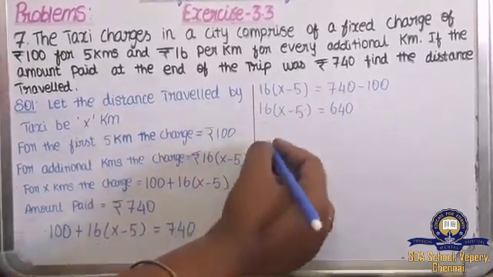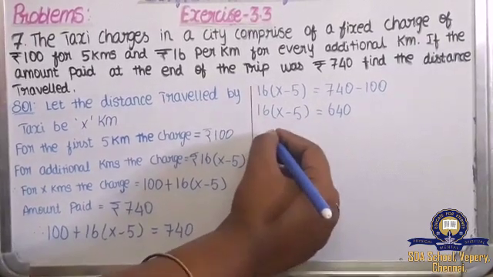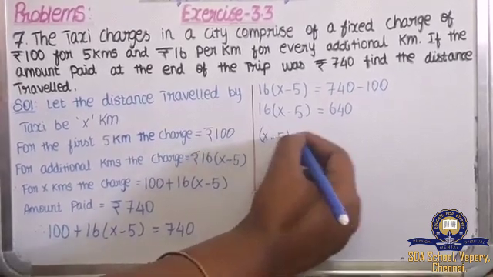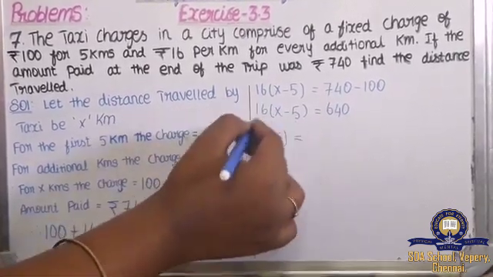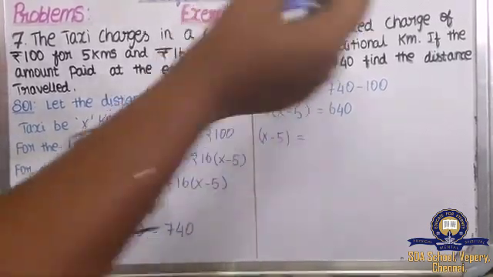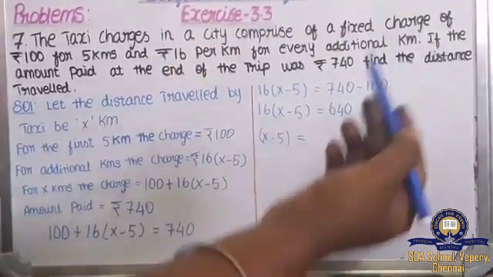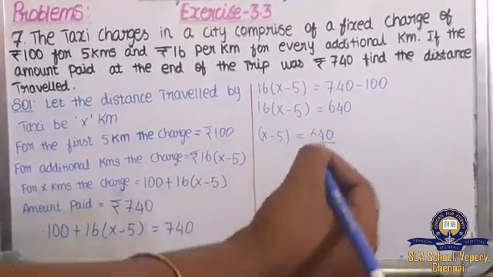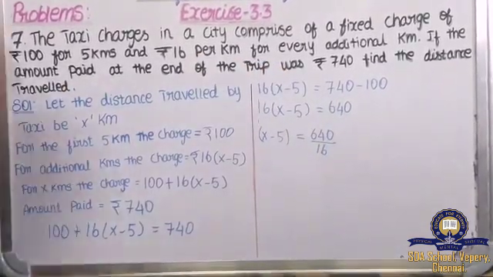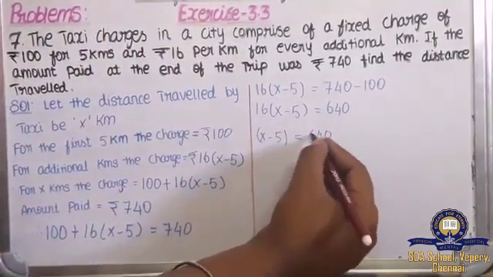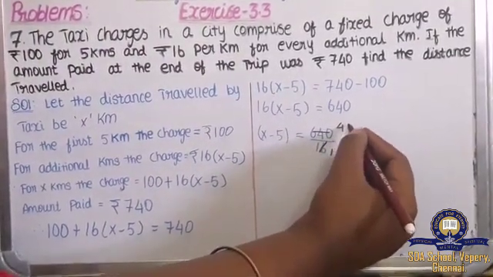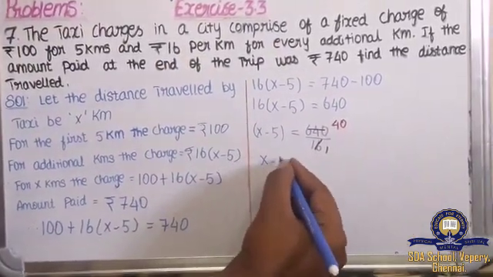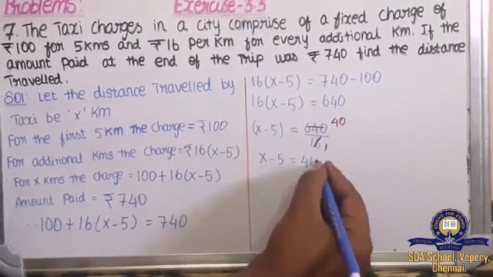Now we need to find the unknown x minus 5. So keep it on the left hand side. Here 16 is in multiplication. When it goes to the other side, it will become division. Therefore 640 divided by 16. Now we cancel these numbers. 16 into 4s are 64 and remaining 0. Therefore we get x minus 5 is equal to 40.